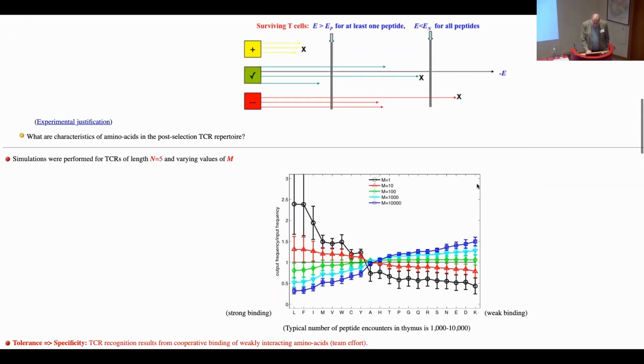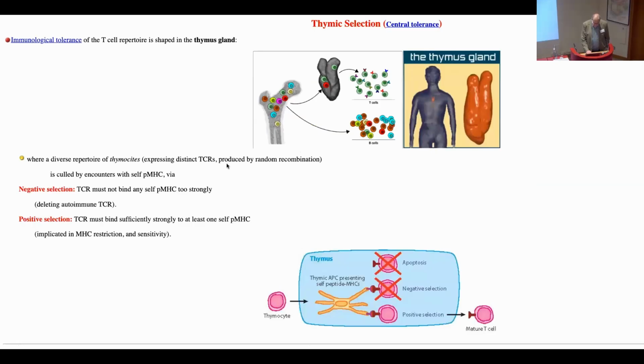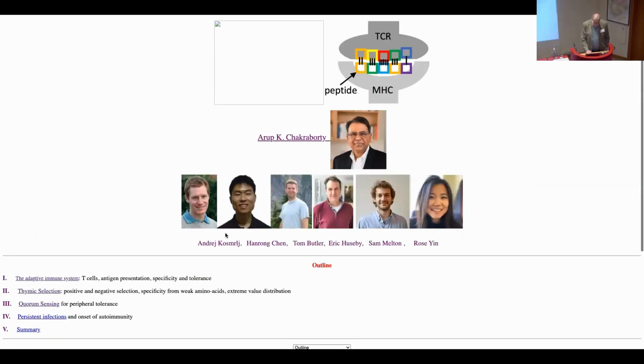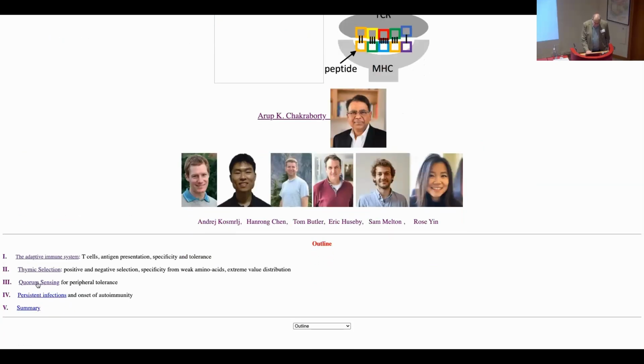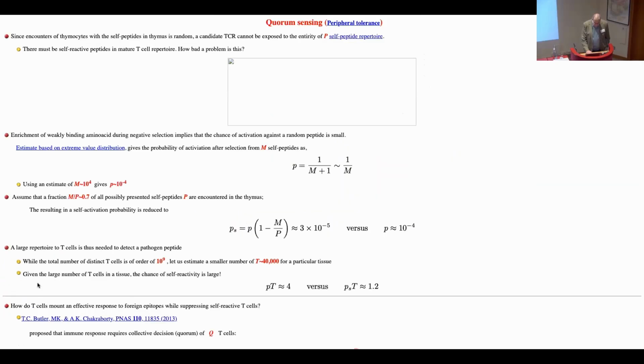Okay. Now, this is something that is usually called the central tolerance. And okay, not having my own computer, some of the images don't show up, that's fine.